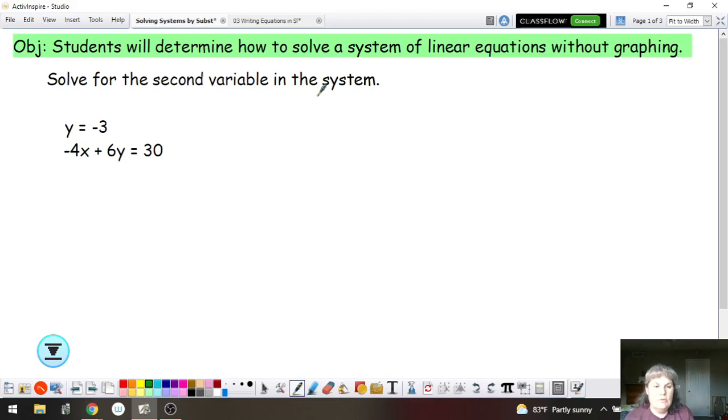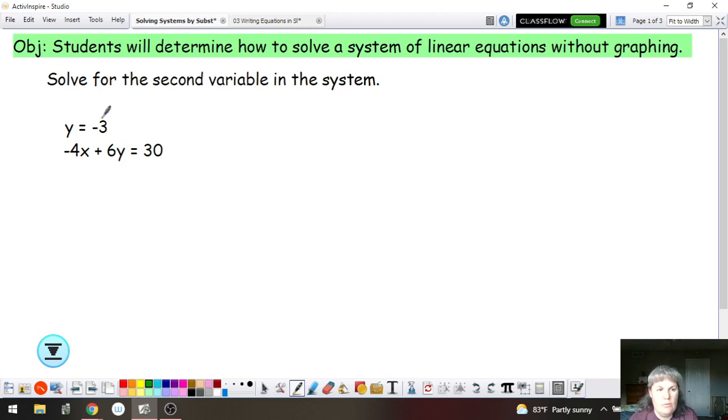We're going to continue solving systems with substitution. In your last lesson, you were solving by setting expressions equal to each other. Today we're going to be replacing within an equation. We're going to start with just a basic example where we already know what one of the variables equals, and we're going to replace what that variable equals in the second equation.